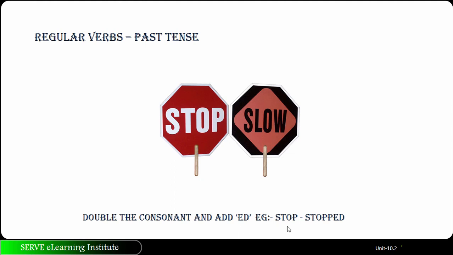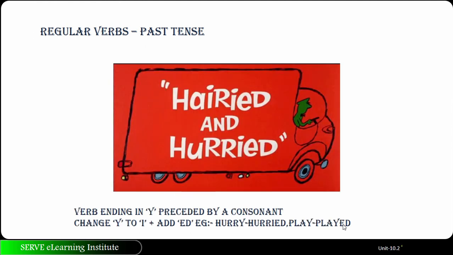So this example is double the consonant and add ed. So here this verb ends with p, that is a consonant. So you're going to double the consonant and you have to add ed. So stopped, S-T-O-P-P-E-D. Double P-E-D. Okay, let's move on to the next.